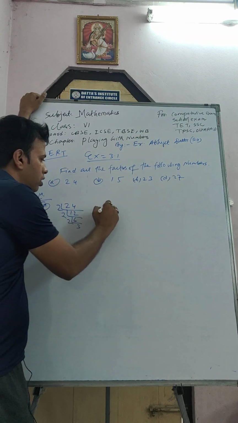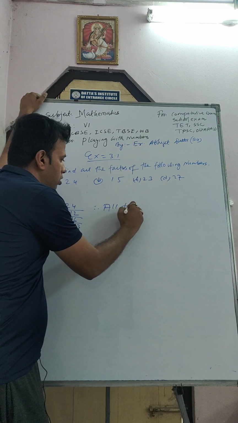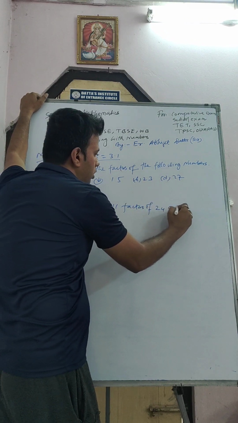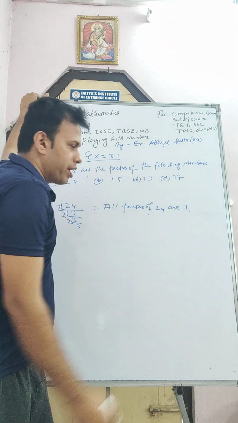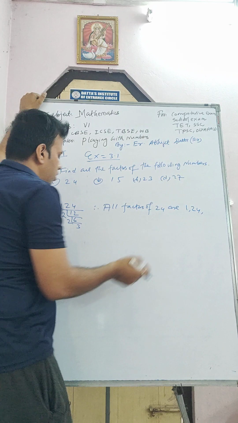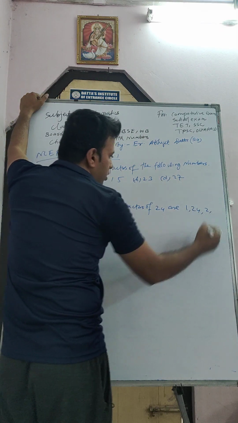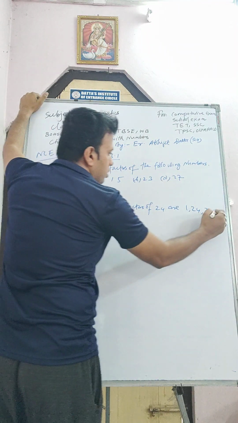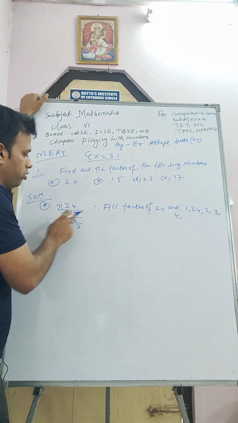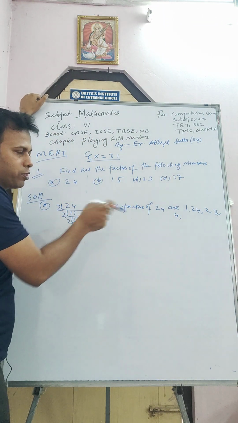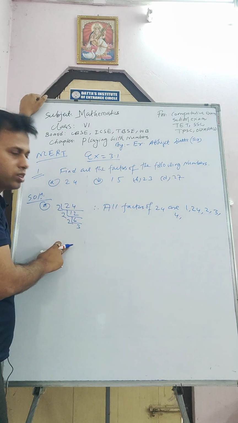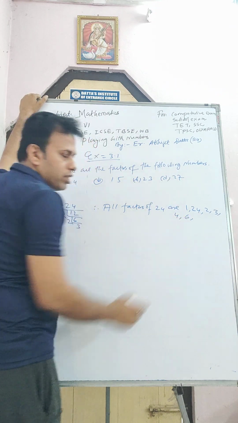Now, all factors of 24 are what? First is 1, and second is 24 itself. These two are common for every number, and 2 is another factor, 3 is another factor, 4 is another factor. If I divide by 2, we get 12. If I divide by 3, we get 8. And if I divide by 4, we get 6. So 6 is also a factor.